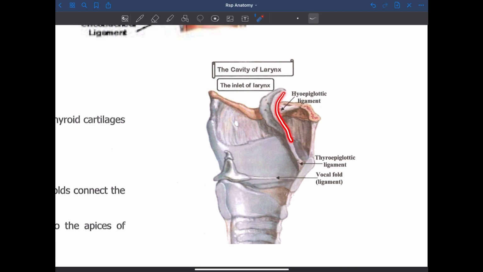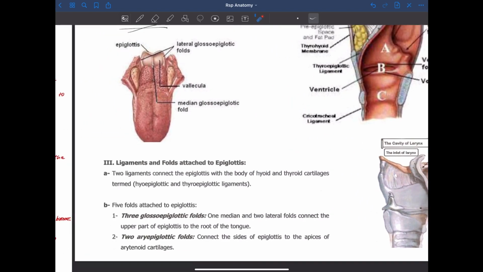Now we have the epiglottis attaching to the thyroid. This is the thyroid cartilage. See the quadrate laminae of the thyroid cartilage, which attaches by the thyroepiglottic ligament. This small ligament is known as the thyroepiglottic ligament. It's very small because the lower end of the epiglottis is a narrow end. So it is the thyroepiglottic ligament. Now we have finished the ligaments of the epiglottis.